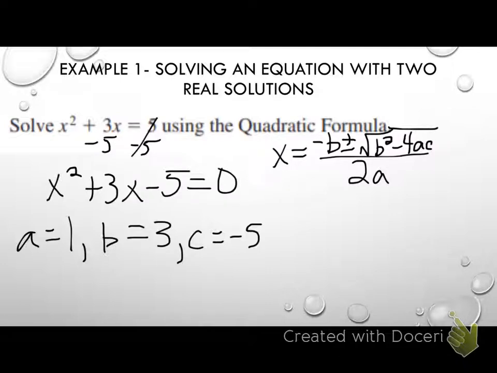Now all I'm doing is plugging these values into my quadratic formula. Anywhere I see an A, I replace it with 1. Anywhere I see a B, I replace it with 3. Anytime I see a C, I replace it with -5. We okay plugging in?